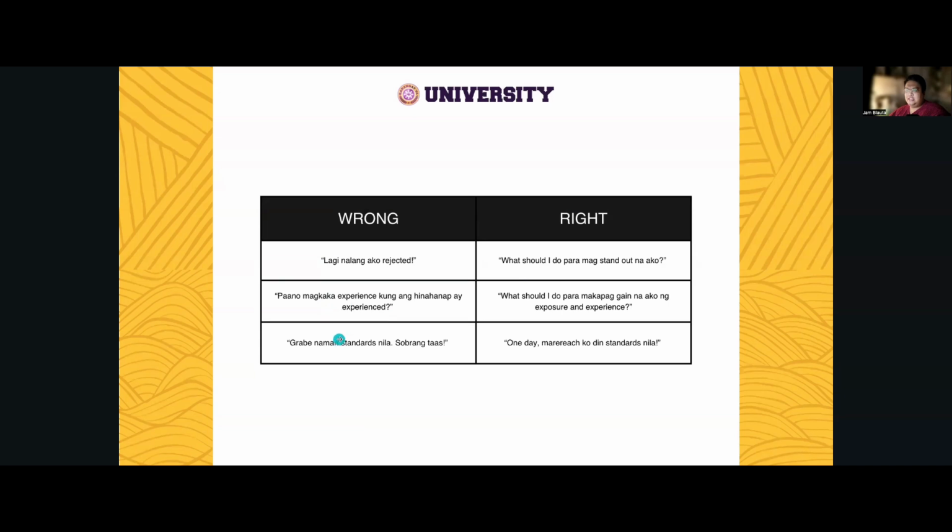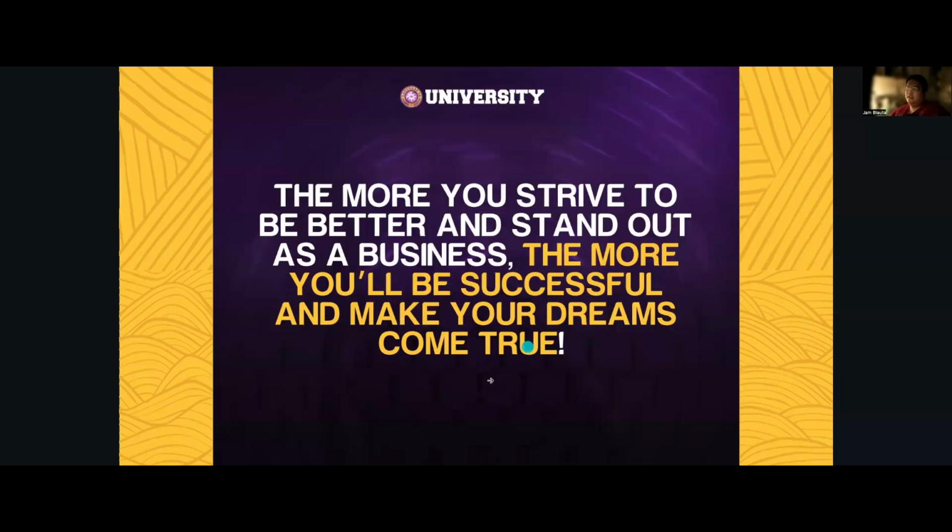Right? And lastly, instead of saying, grabe naman standards sila, sobrang taas, or in English, what's wrong with their standards? It's too high. Then you can say, instead, one day I will reach their standards. And that should be the mindset right there. All right. Because the more you strive and be better and stand as a business, then the more you'll be successful and make your dreams come true.